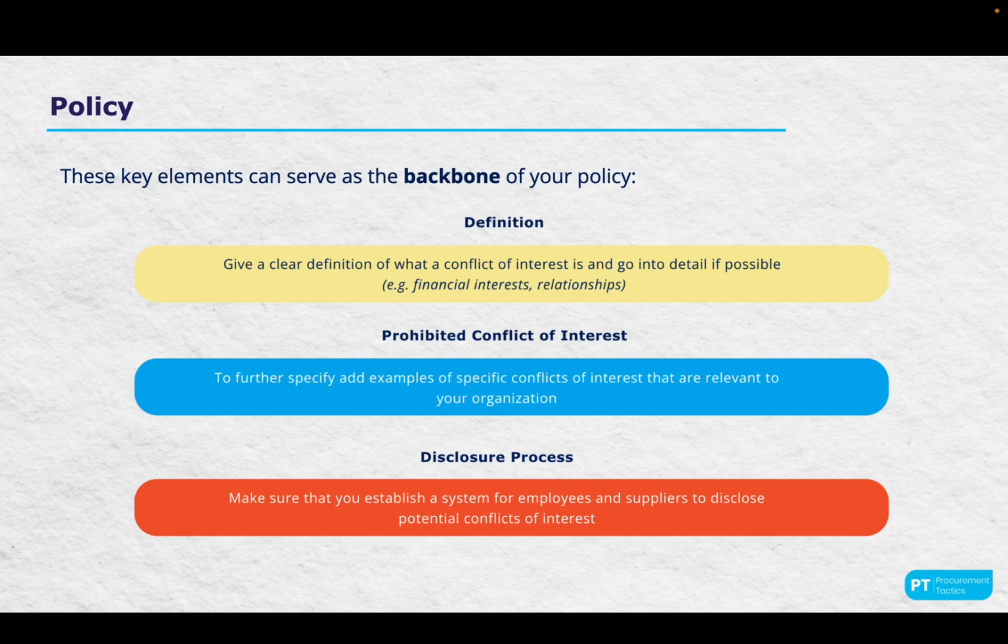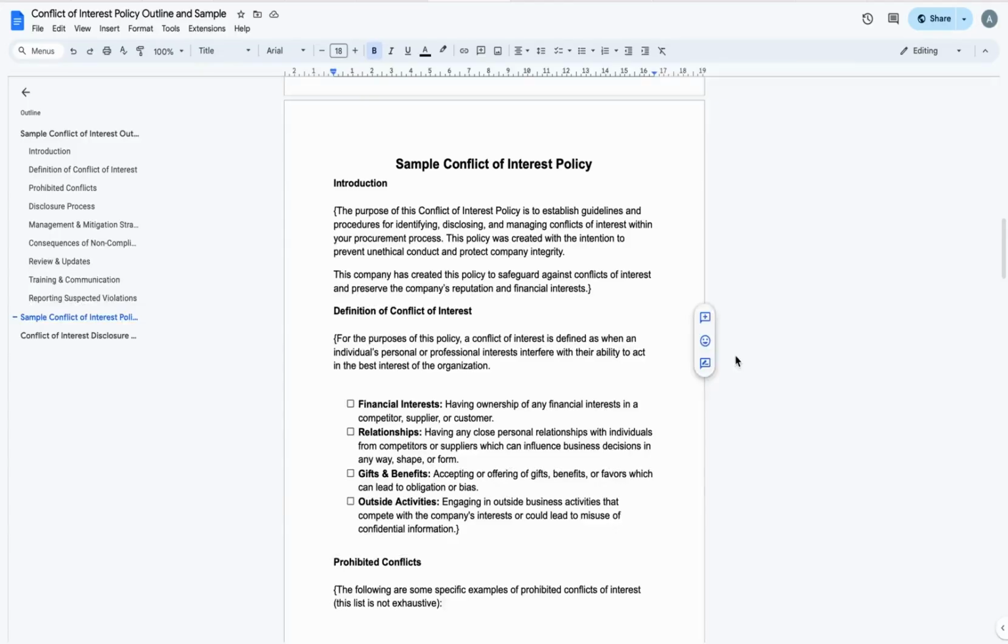First, the policy. Here are the essentials of what you should have in your procurement policy. These key elements can serve as a backbone of your policy. This makes it easier to progress in the creation of your supplier conflict of interest policy and ensures that you have all of the essentials for an effective and efficient policy. To make it easier for you, we've created an outline and a sample policy as well, so you can download it and personalize it to benefit your own needs.